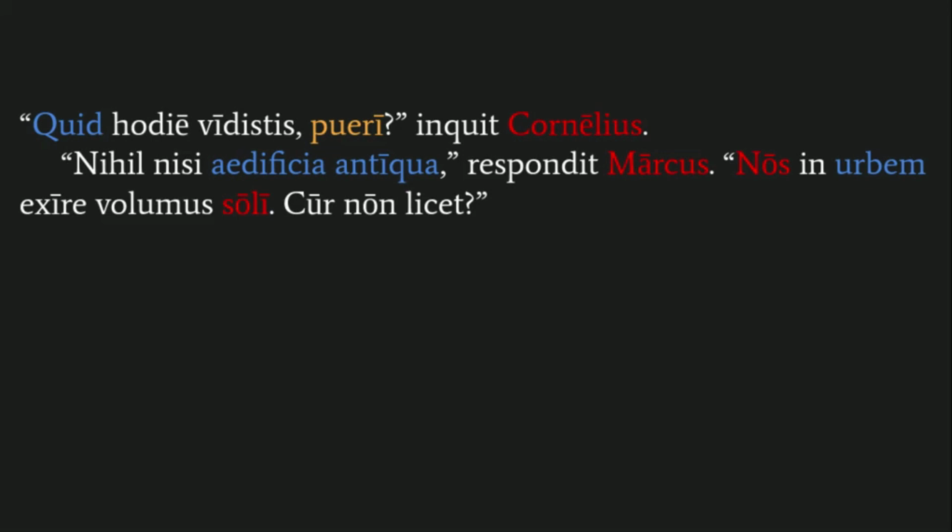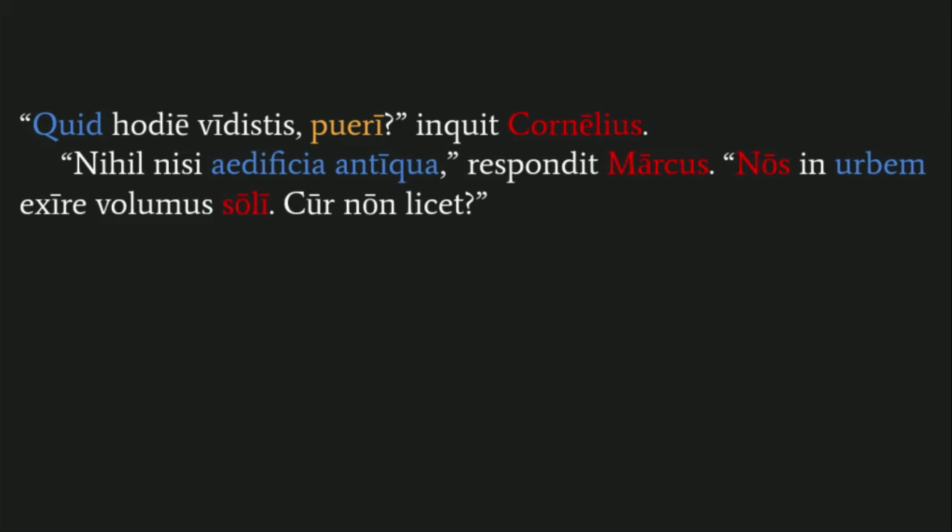Then you have nihil nisi aedificia antiqua, responded Marcus. So Marcus responded, and he says nothing, nihil, except nisi aedificia antiqua. So he's saying we didn't see anything except old buildings, right? Aedificia antiqua. They're both neuter because aedificium is a neuter noun. So this is the neuter accusative plural. What did you see? Nothing except old buildings.